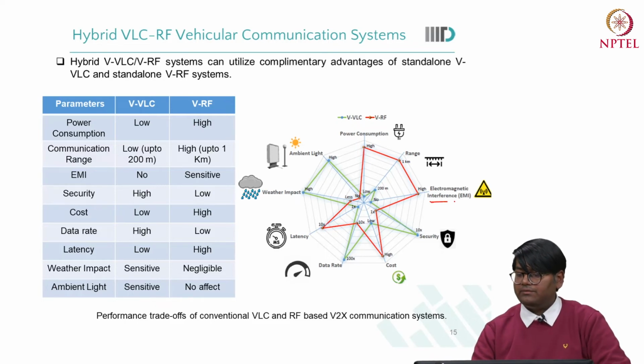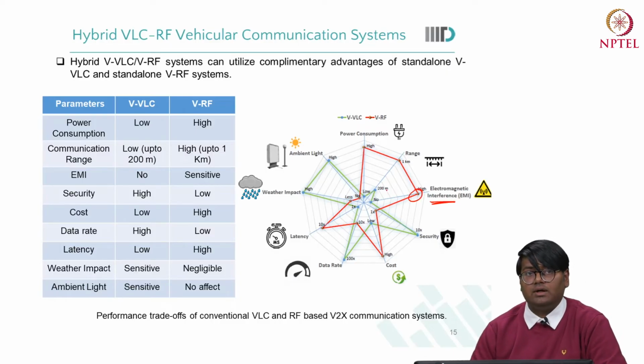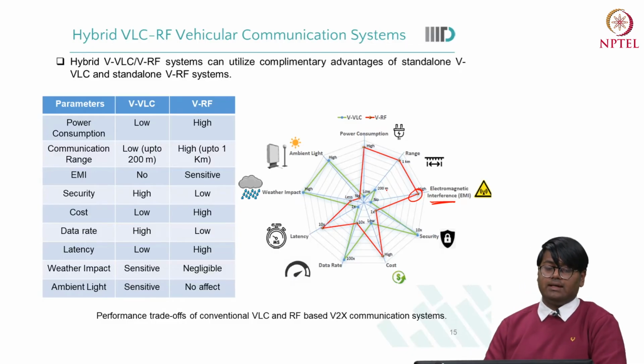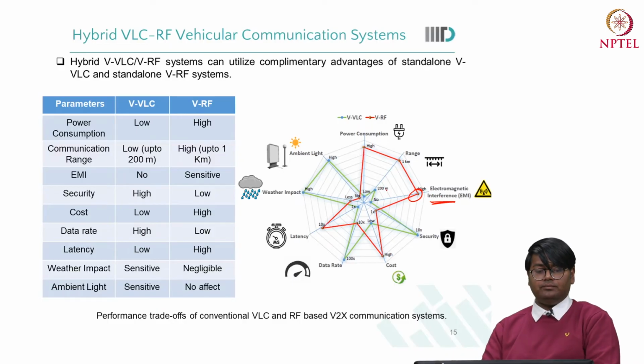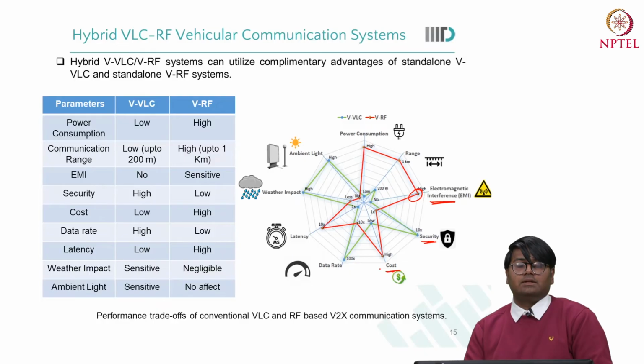When we consider the impact of electromagnetic interference, it is more significant in the case of vehicular RF. However, in vehicular VLC, we have no electromagnetic interference impact. When it comes to security, because of its line of sight nature, vehicular VLC is highly secure as compared to vehicular radio frequency communication. When we see the cost, since it makes use of the existing infrastructure, vehicular VLC is more economically viable as compared to vehicular radio frequency communication.